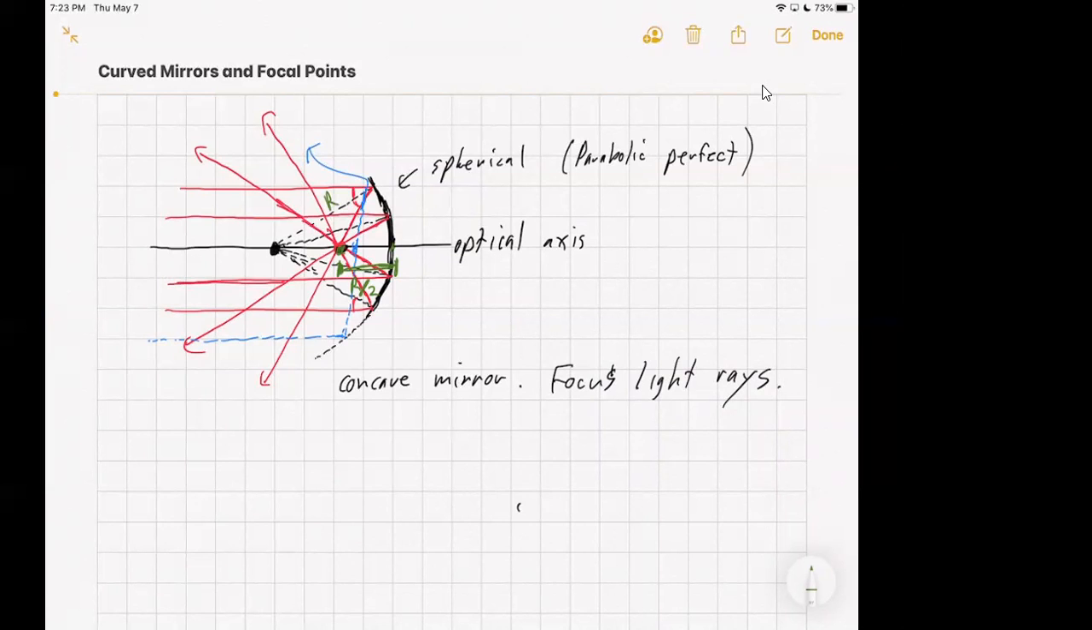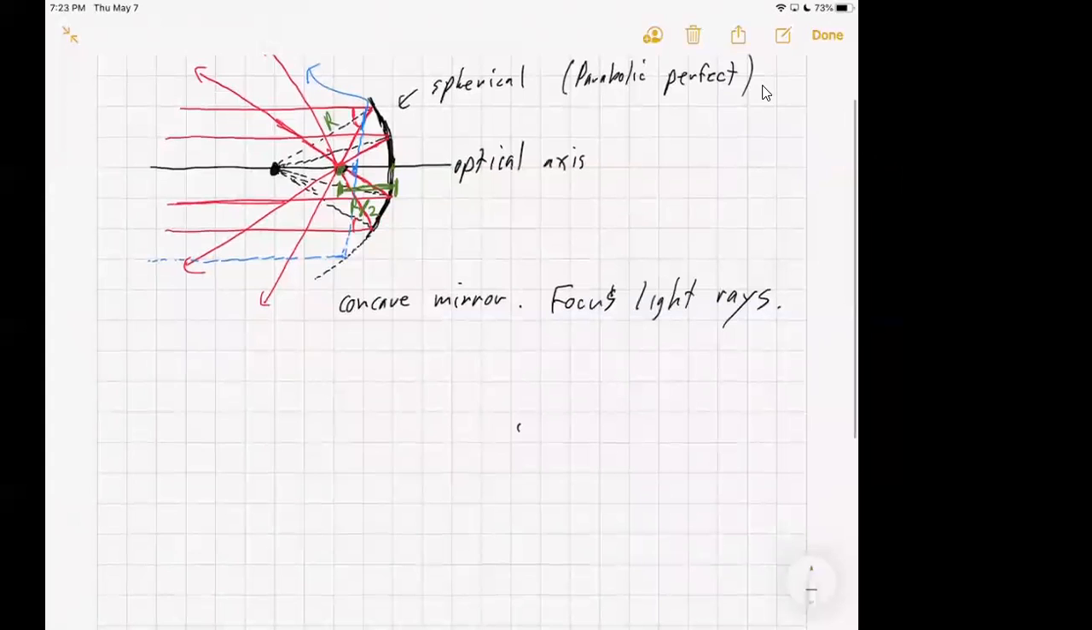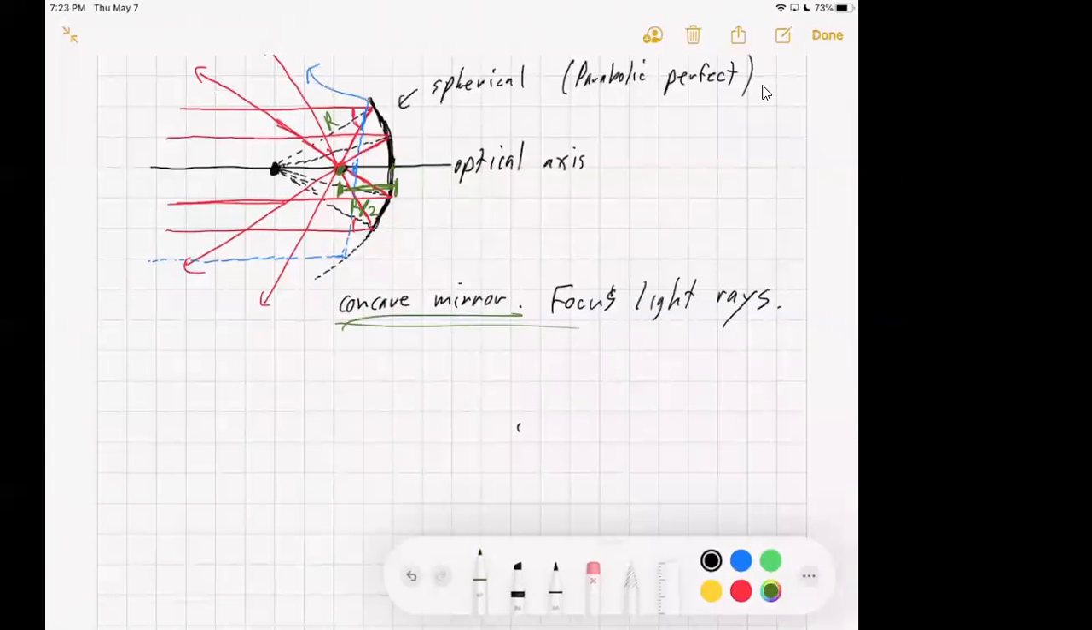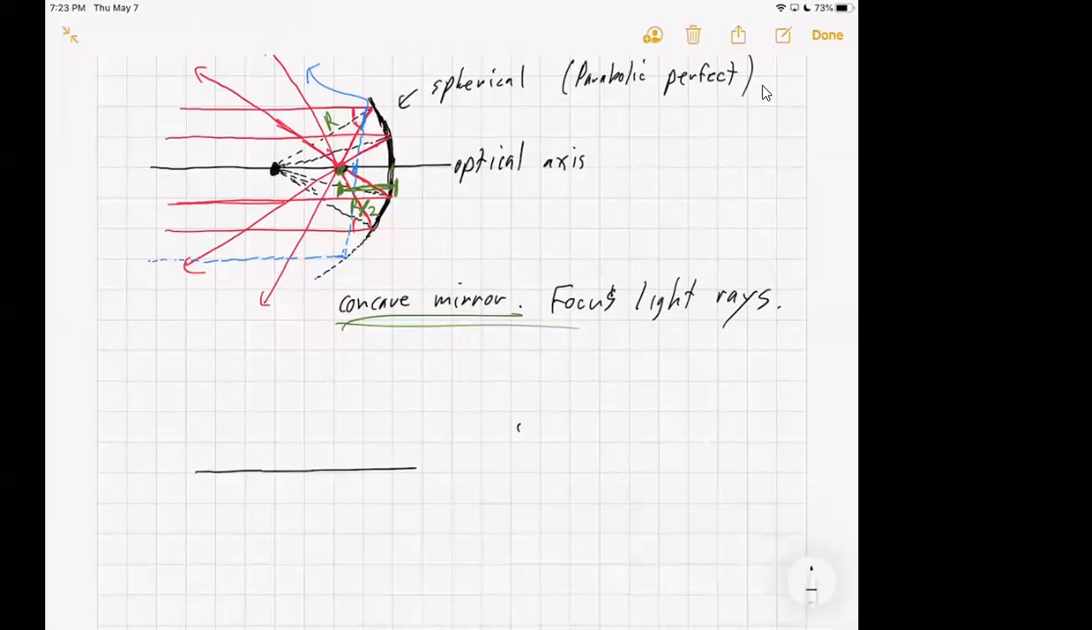All right, now that's for a concave mirror. So we just looked at the concave case. Let's look at the convex case. So let me draw in the optical axis, and I'm going to start my mirror right here. Now this time it's going to curve the other way. So it's going to curve something like this instead.